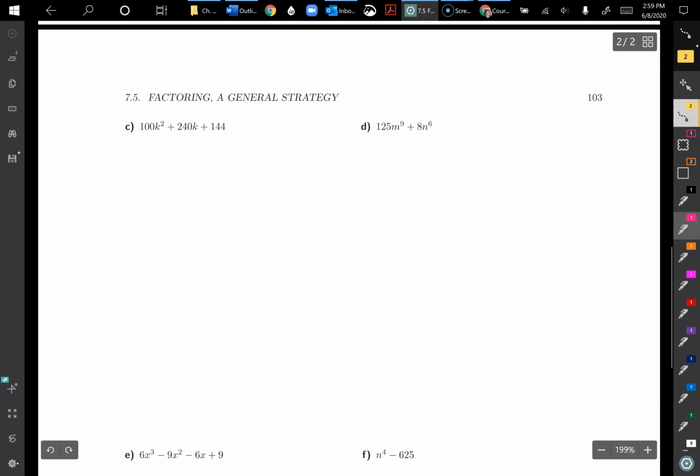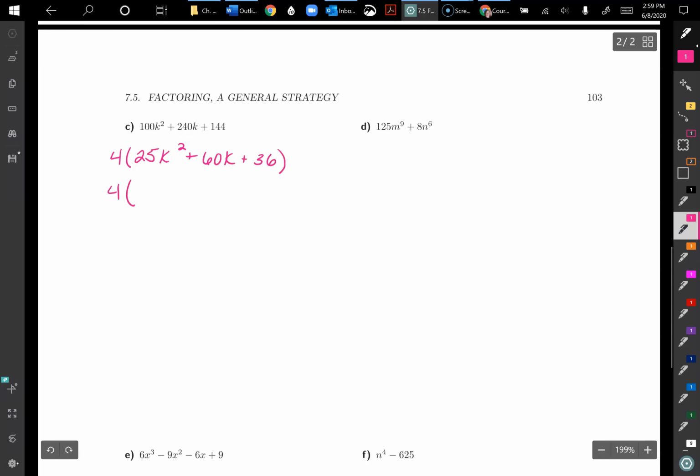I'll show you that method first, and then I'll show you what I would do if I didn't quite catch that. So 4 is what divides into all of those without a remainder. So I would have 4 times quantity 25k squared plus 60k plus 36.